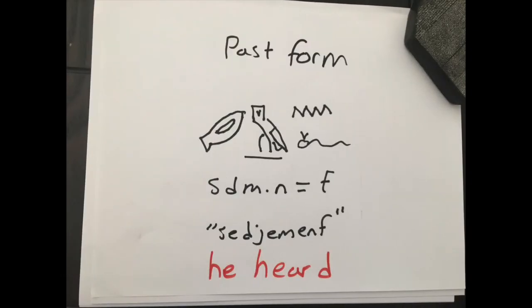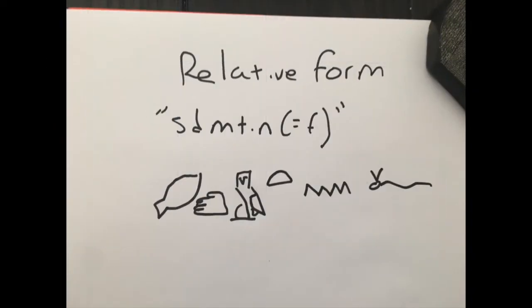This past form, I remind you, is called sejenif, which would mean he heard. But that's also the name of the form of the verb in Egyptian. So when they talk about past form, that's what they call it. Well, there's another form in Egyptian that's called the relative form, and this has a name too, simetin, which means what he heard.